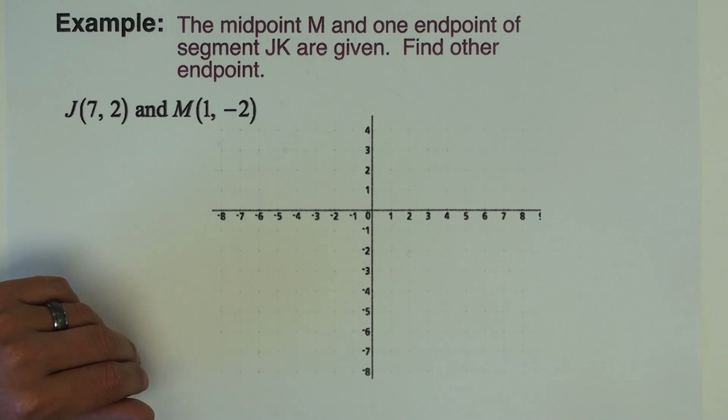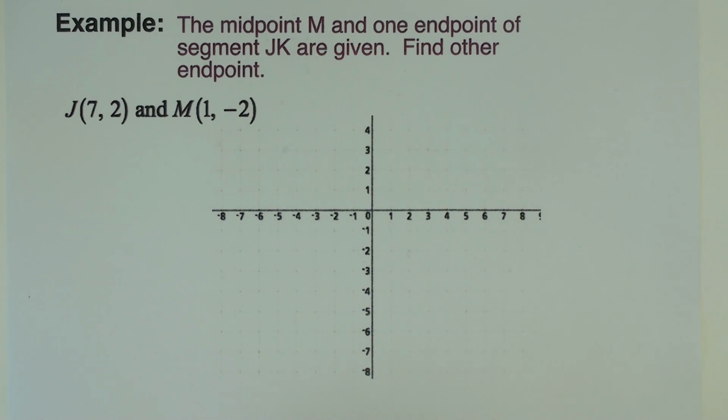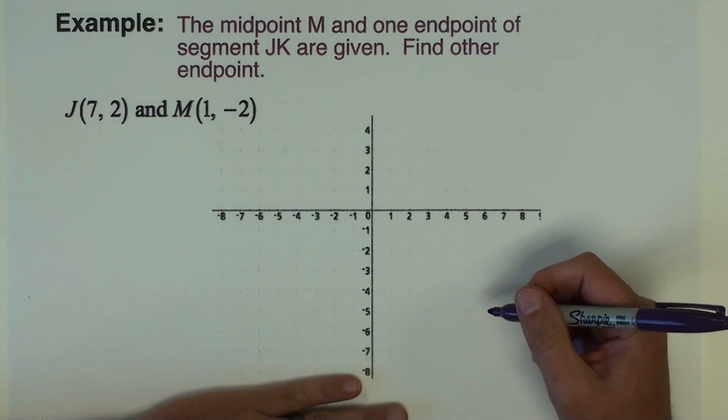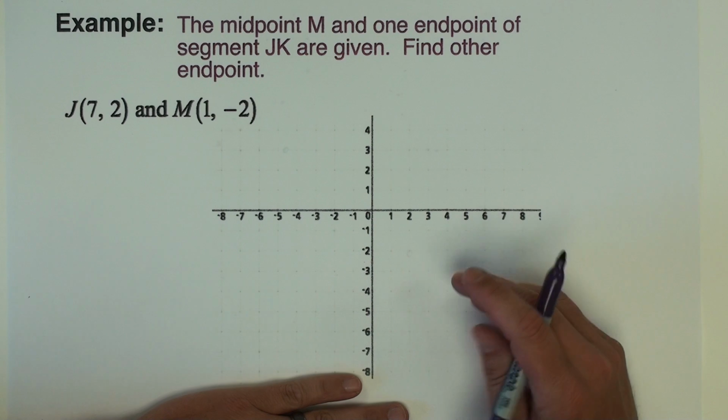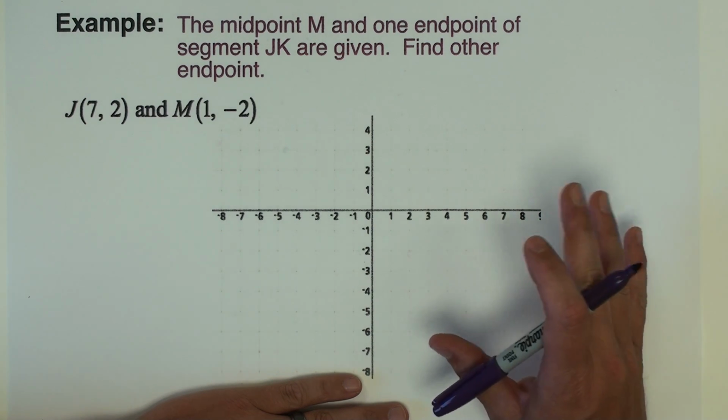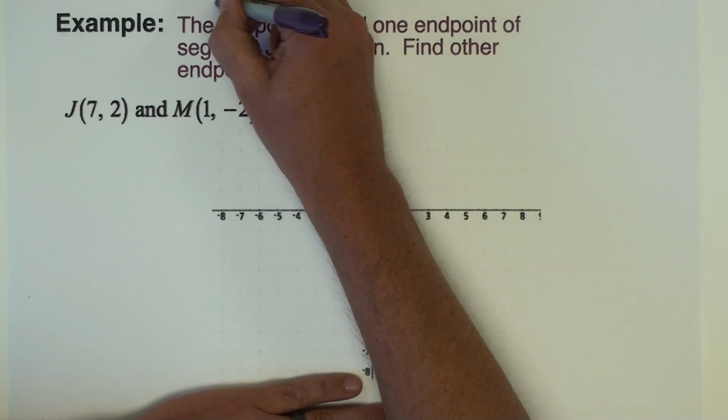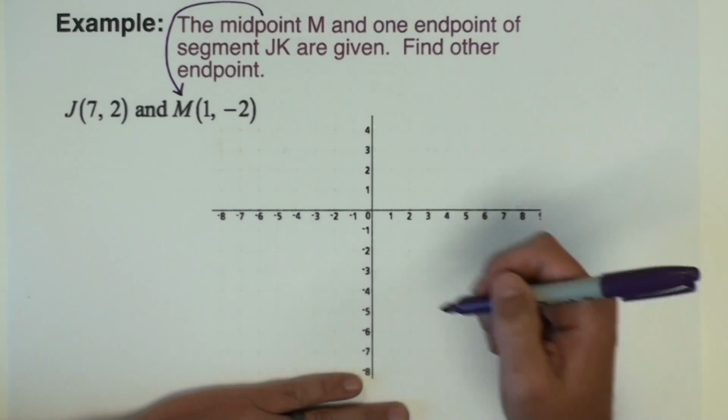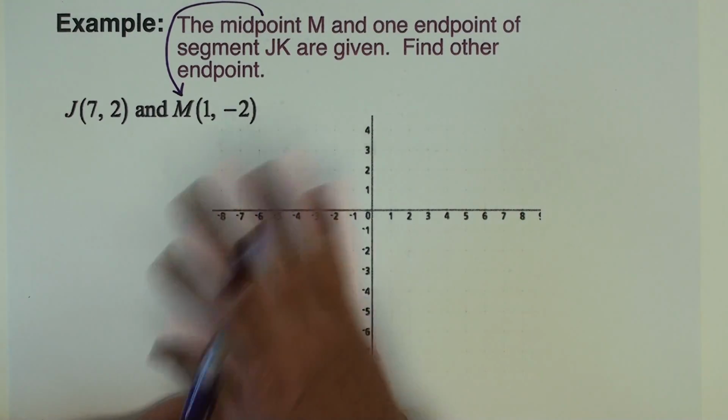Okay, here's one final example of midpoint. It says that the midpoint M and one endpoint of segment JK are given. Find the other endpoint. So this one's a little bit different. We're not finding the midpoint. We have the midpoint already. So let's plot out what we have.